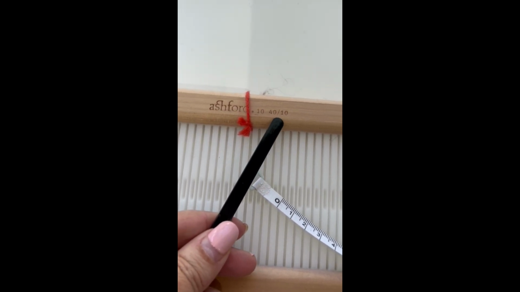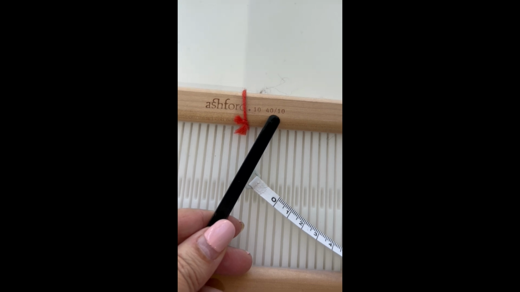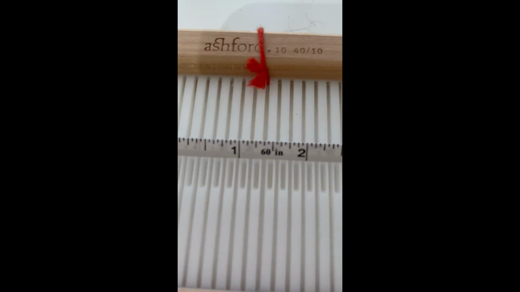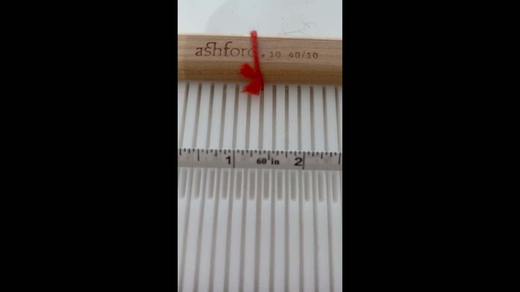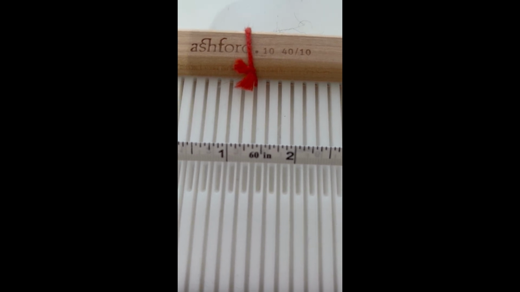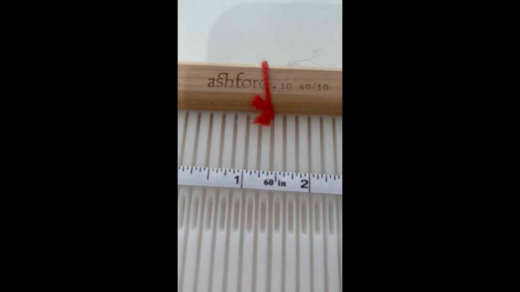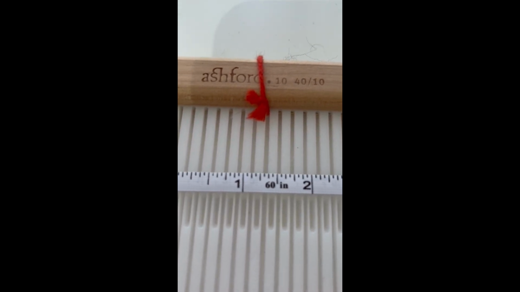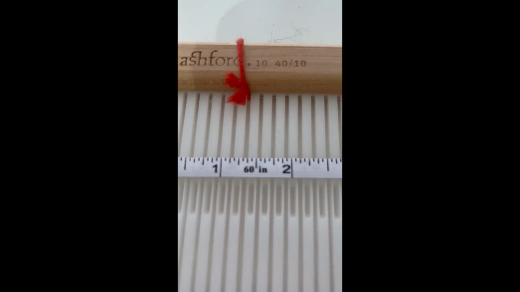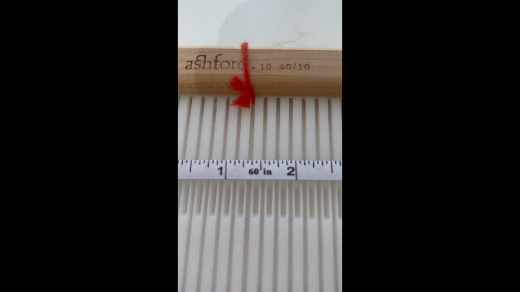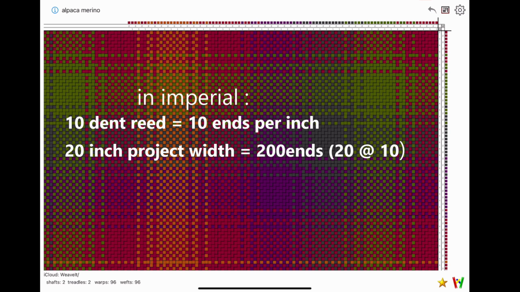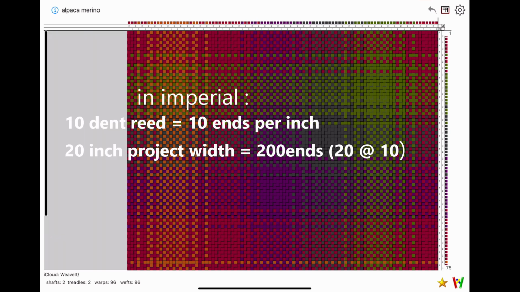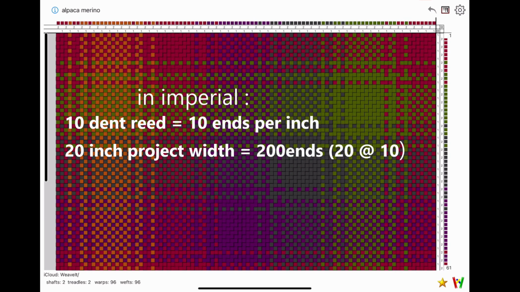So if we have a look and measure out an inch, you can see that if we include the slots and the holes, there will be 10 ends or 10 threads per inch in this reed. So we're going to take that knowledge and apply it to our pattern. So if we have in Imperial first a Tendent reed with 10 ends per inch, if we want a 20-inch project width, then it will end up being 200 ends because it's 20 times 10.